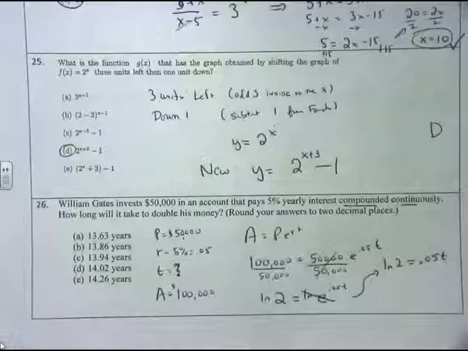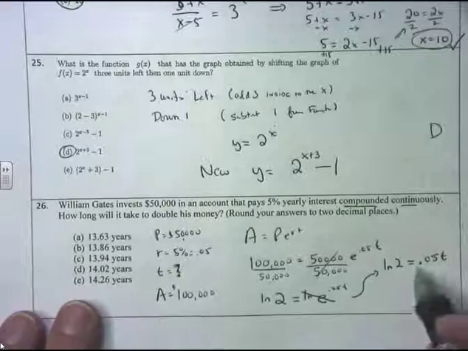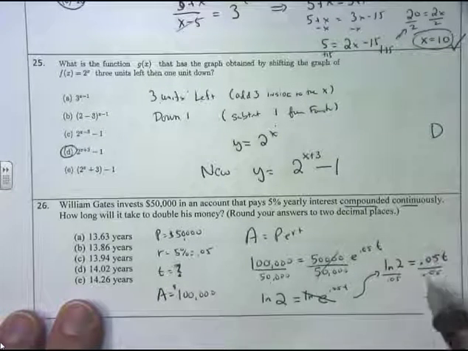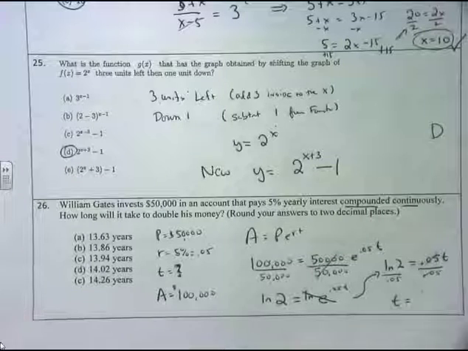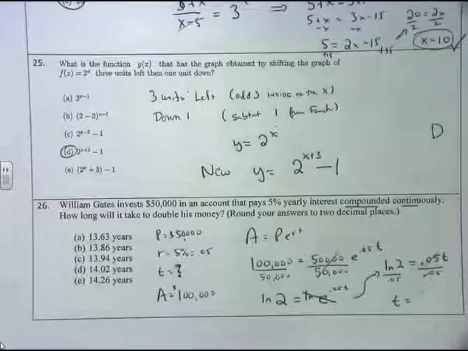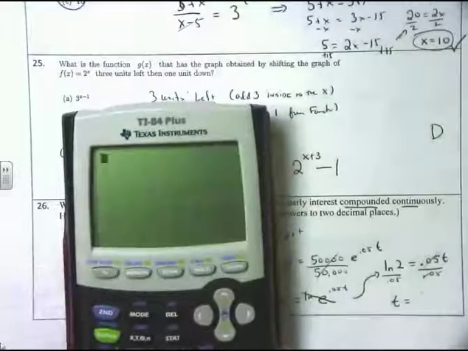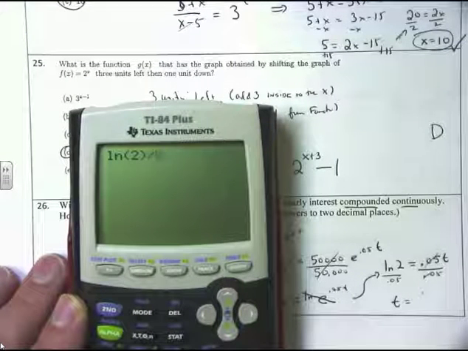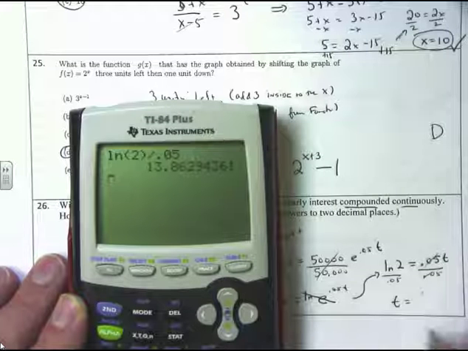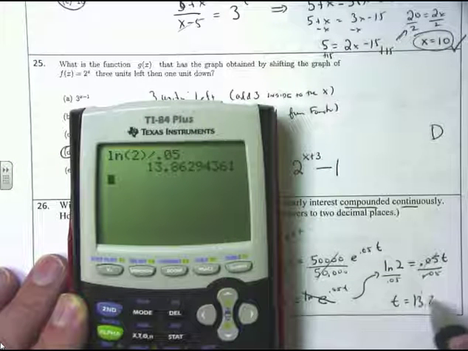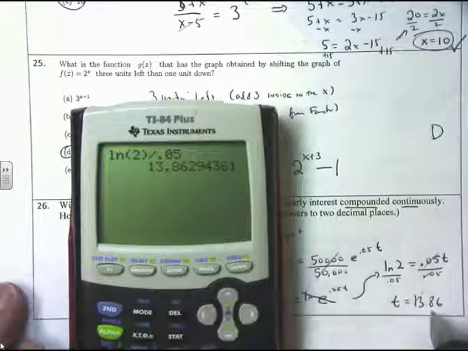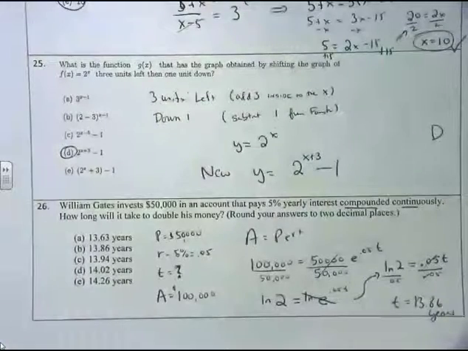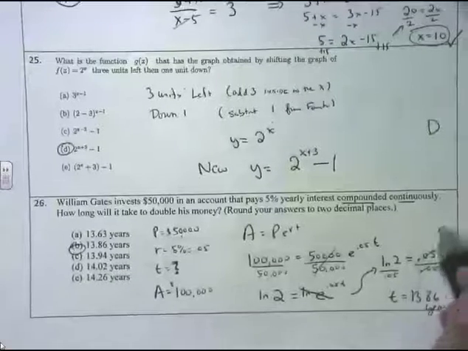0.05t. Solving for t, I would divide by 0.05 on both sides, and I get t is equal to, here it is, the natural log of 2 divided by 0.05. 13.86 when you round it off, years, that's how long it would take, 13.86 years, which is answer B.